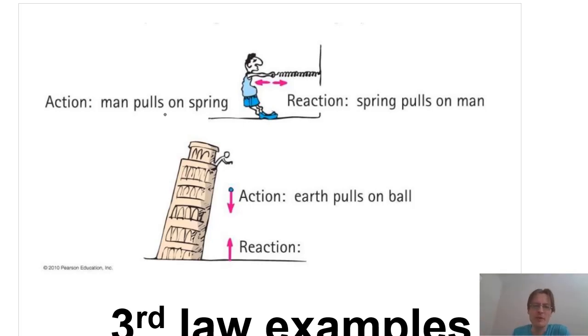Man pulls on the spring. The reaction is the spring pulls on the man. If you pull on that spring, you're going to feel the spring pulling back on you. Notice how the action and reaction always work. You just switch the subject and the object of the sentence. Man pulls on spring, spring pulls on man.